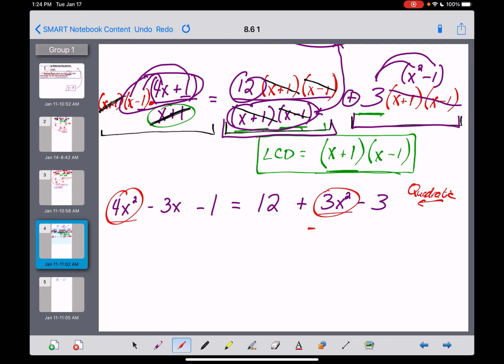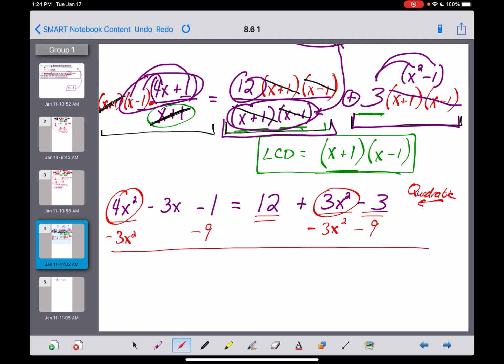You always want to move the smaller to the bigger. So we're going to move that 3x squared by subtracting it from both sides. And then what do we have here, guys? Positive 12, negative 3. That makes a positive 9. And how do we move positive 9? We subtract 9 from both sides.